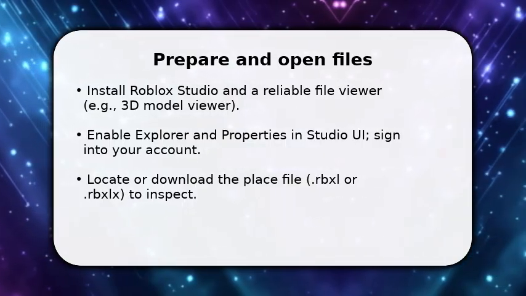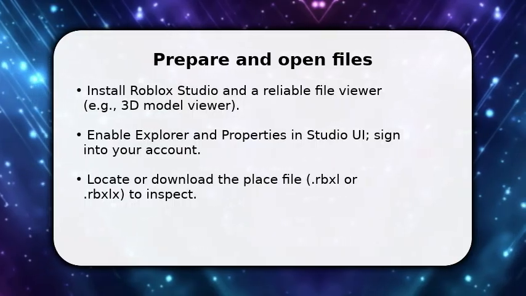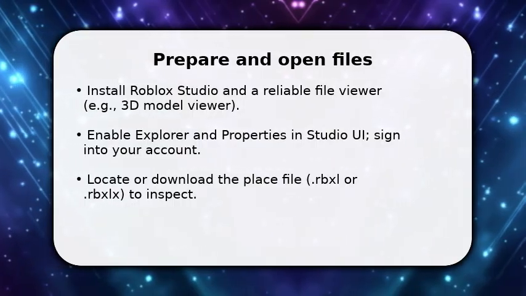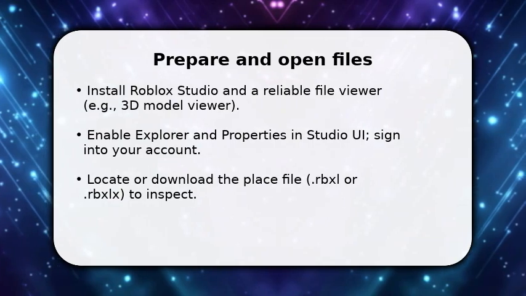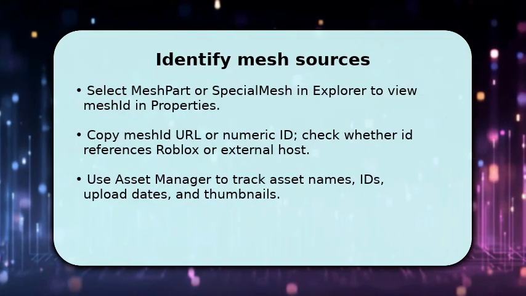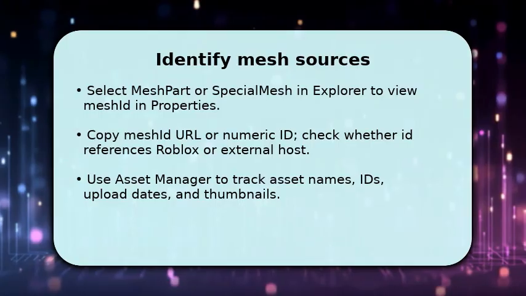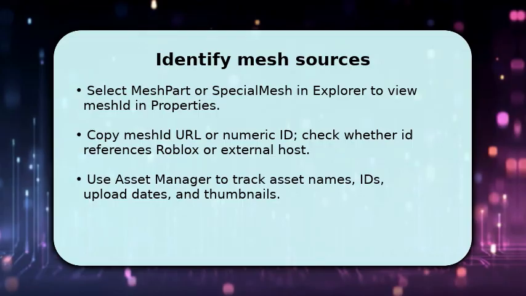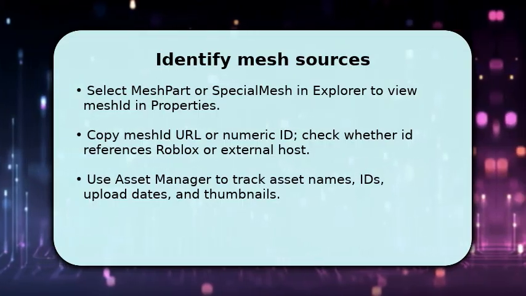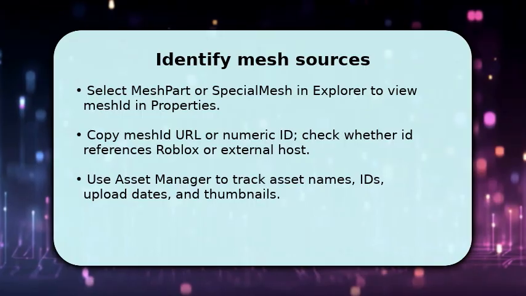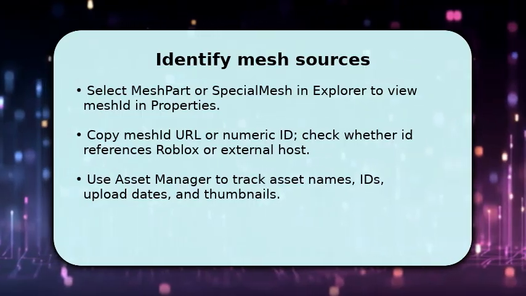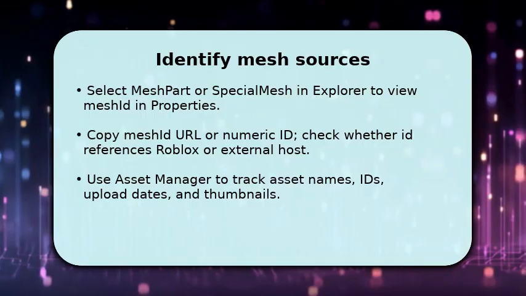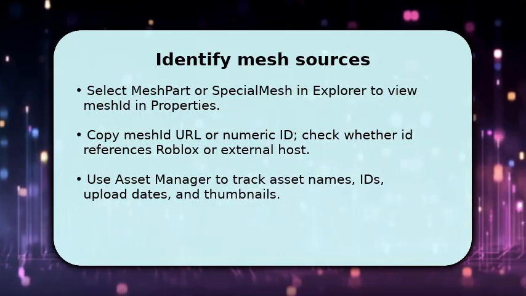Begin right away by selecting the model in Explorer, so the next steps reveal mesh references and mesh ID values. Now you identify the mesh source by selecting each mesh part or special mesh and reading its mesh ID in Properties. That value is the key. Once done, copy the mesh ID or URL and check whether it points to Roblox's CDN or an external host. Roblox CDN IDs are numeric and easier to manage.